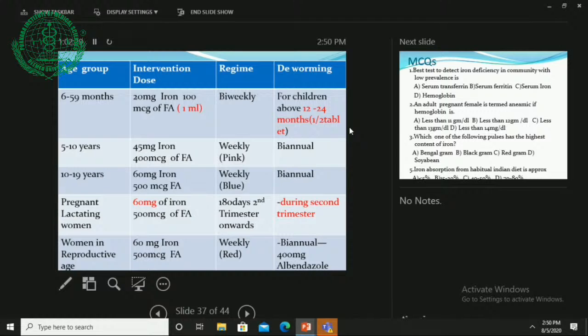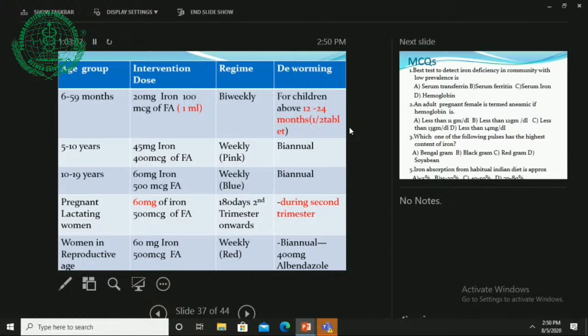Then deworming for this beneficiary or for this age group is done biannually, and for pregnant mother it is only done once during pregnancy. So this is a very important chart. I have put it in a tabular form to know who are the beneficiaries, what is the dose, how often the dose is given, and how the deworming is done, what is the dose, to which age group it is given. Again I am repeating, deworming is not done for children who are less than 1 year.